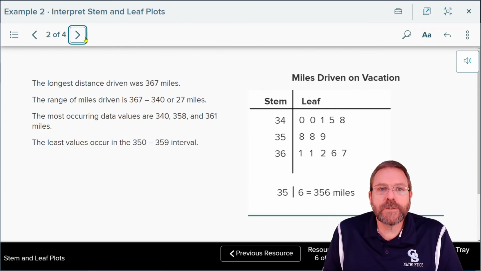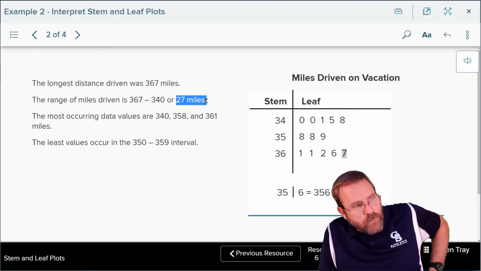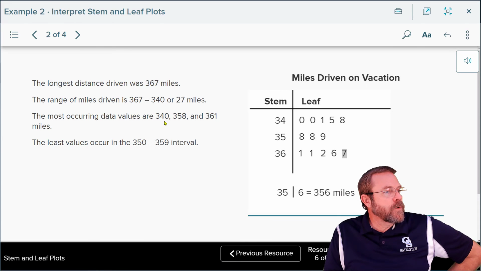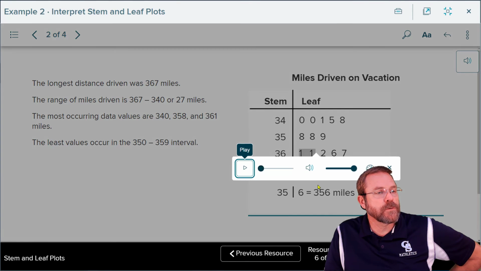So what kind of information can we get out of this? First off, since the longest distance traveled, that's going to be this one right here, 367. The range of the miles is going to be the 367 minus the 340, also known as 27 miles. The data values that occur the most are going to be 340, 358, and 361, because you can see 340 occurs twice, 358 occurs twice, and 361 occurs twice.